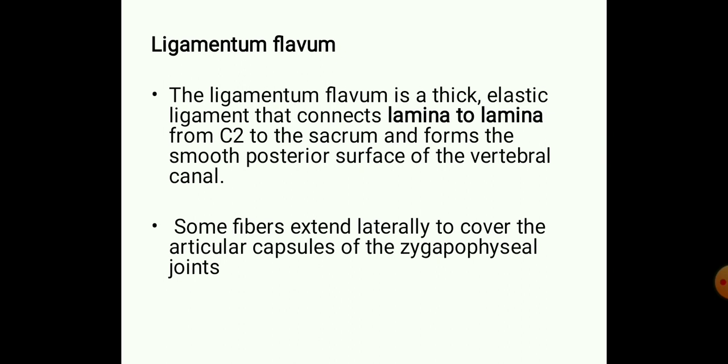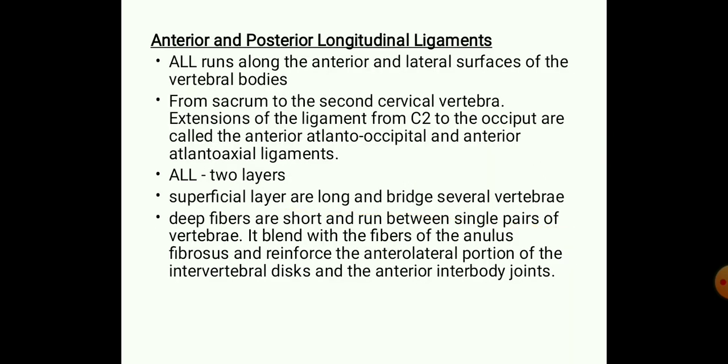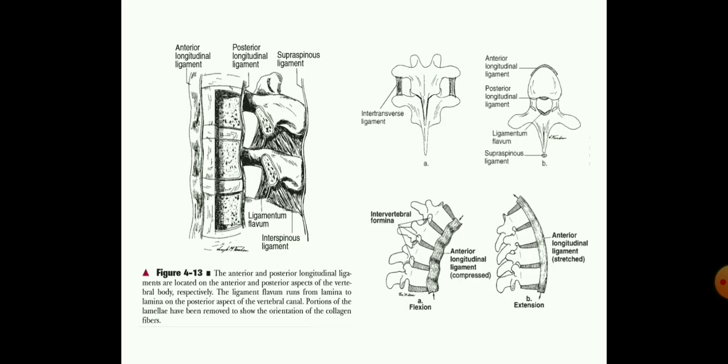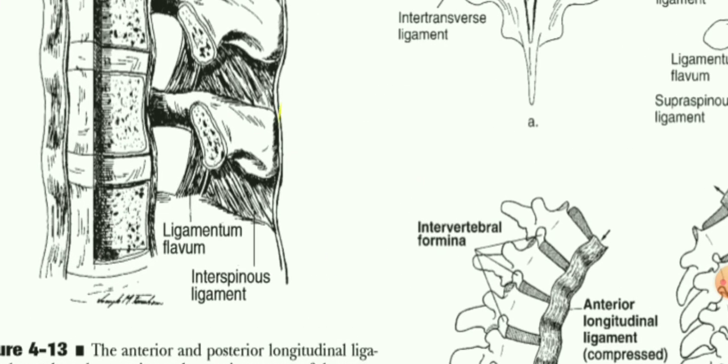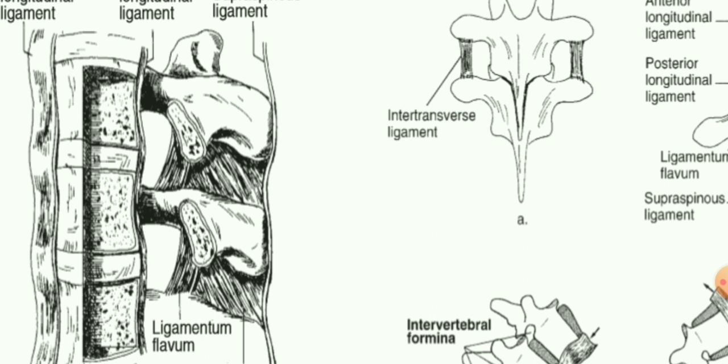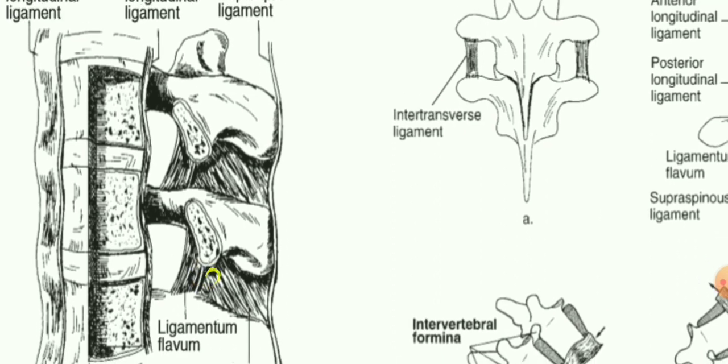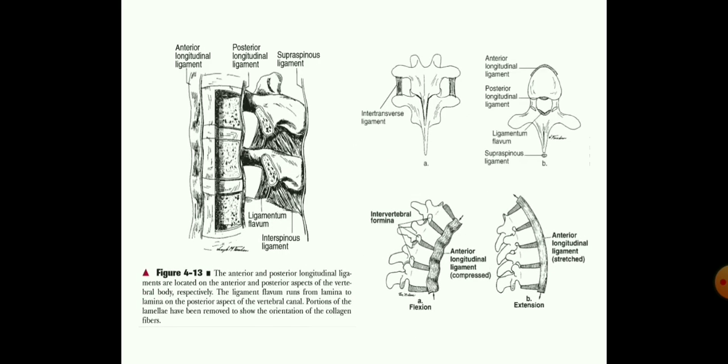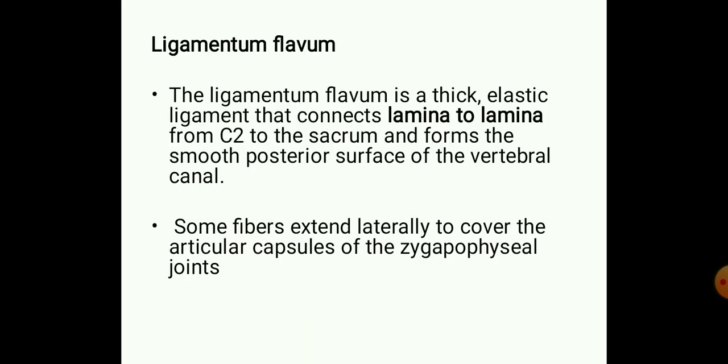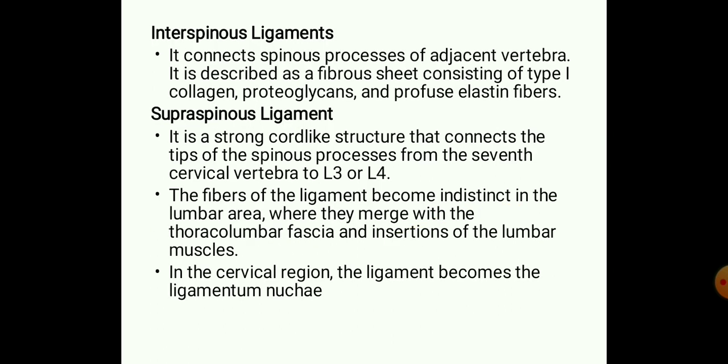Some fibers extend laterally to cover the articular capsule of the zygapophyseal joint. Mainly there are some posterior fibers that can extend to support this zygapophyseal joint's articular capsules. So that is the ligamentum flavum.